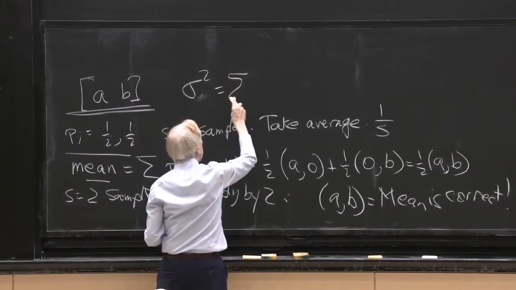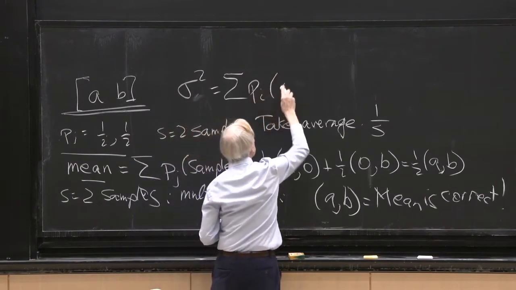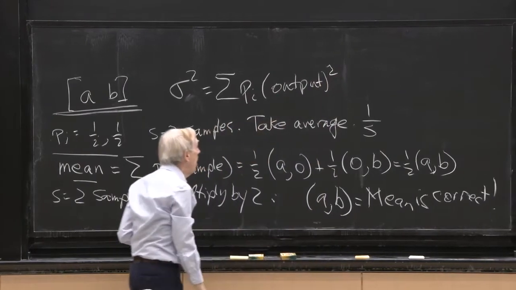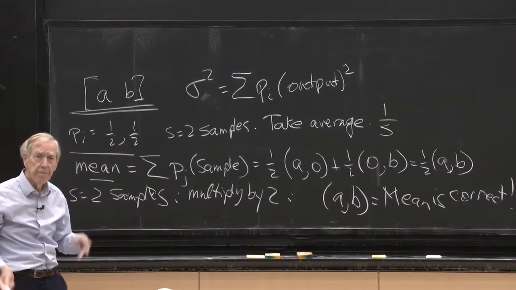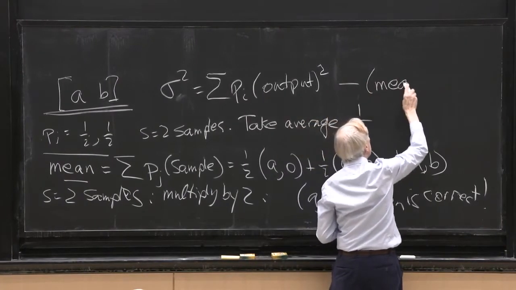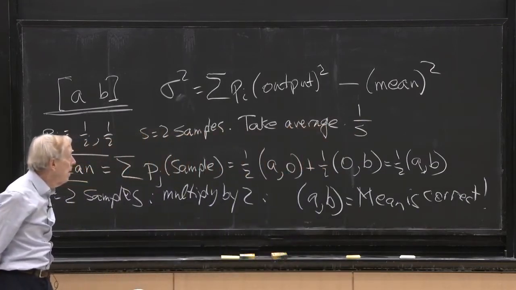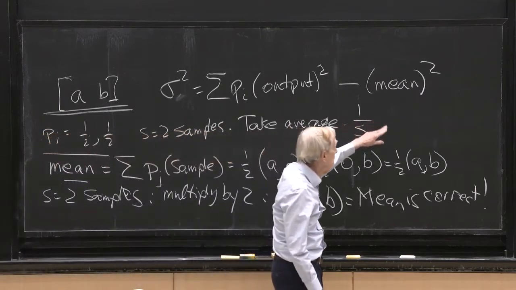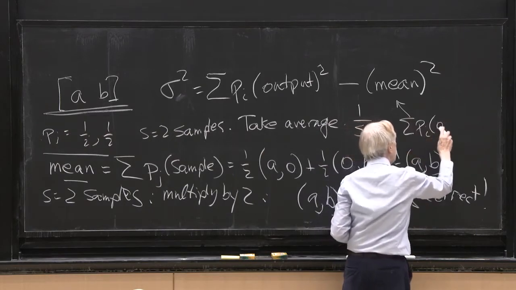But the second formula for the same quantity, sigma squared, is a sum of probabilities times output squared. So I haven't subtracted off the mean in this second formula. I have to do it now. And I'll do the mean all at once, mean squared. Of course, the mean involves, remember that the mean is the sum of the probabilities times the outcome.